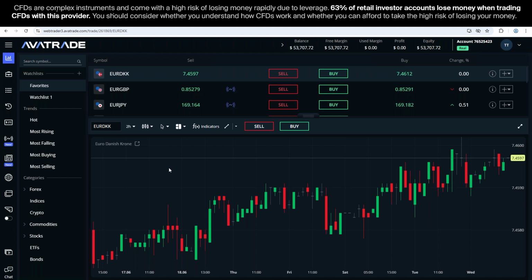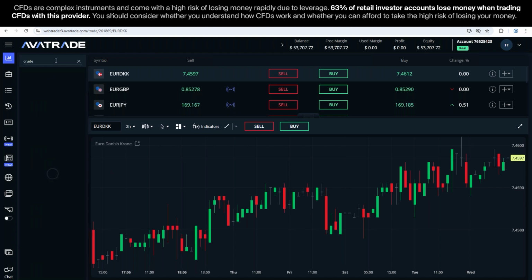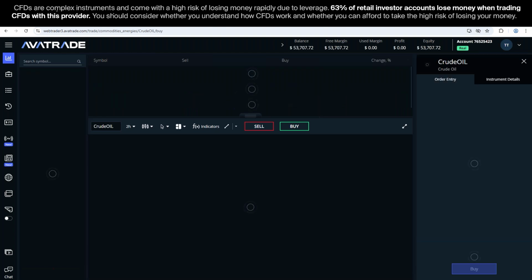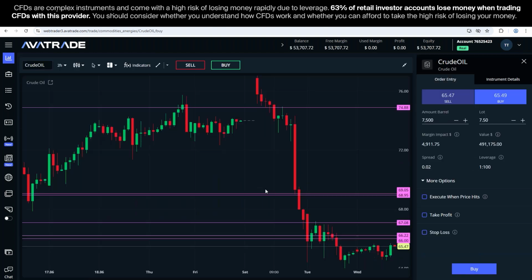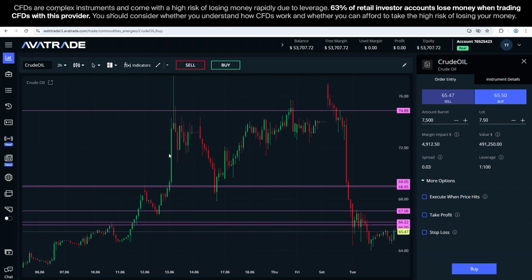So we mentioned crude oil. We can take a look at it, see what's happening with crude oil. And so here's that spike up that I had mentioned.